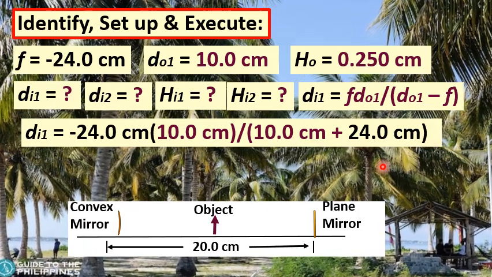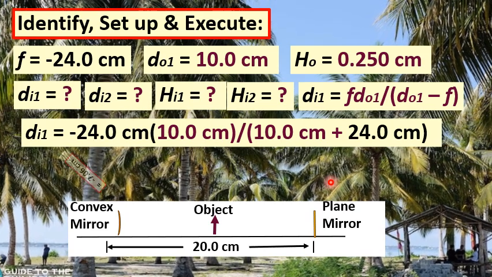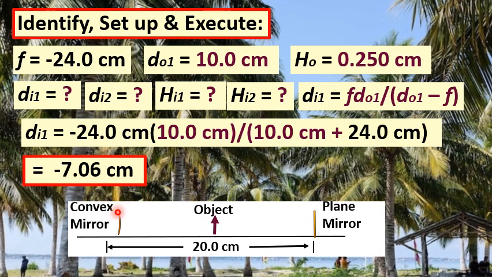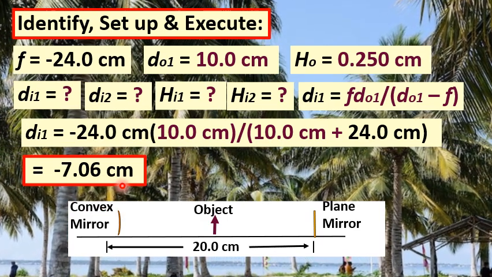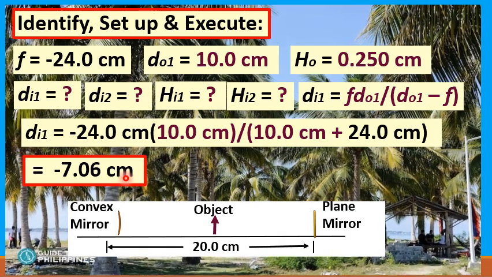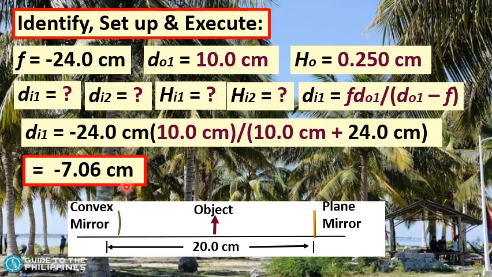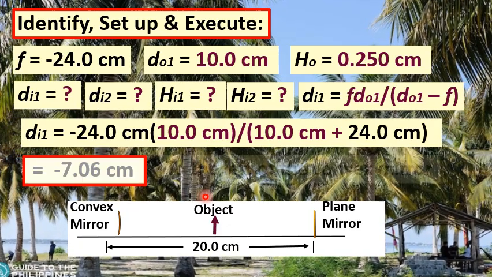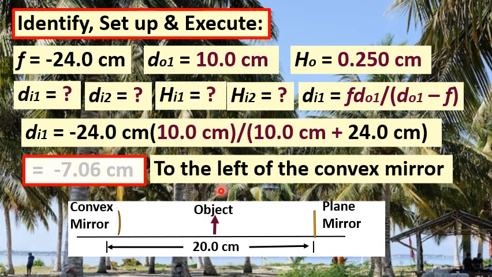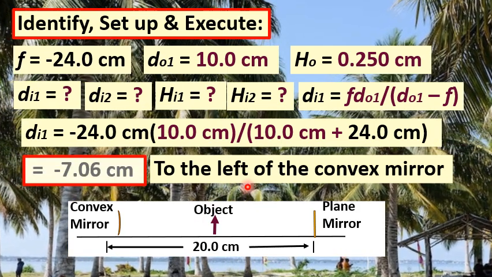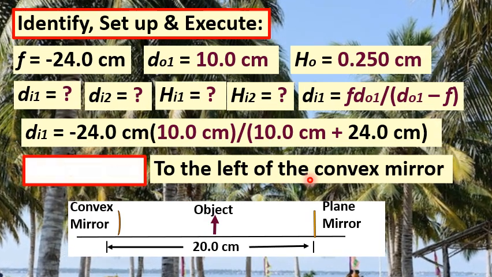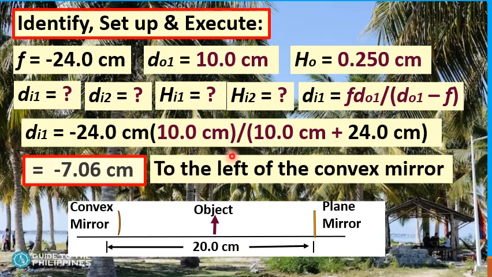So when we do our math, we arrive at the value of d sub I1, or the location of the first image. It is negative 7.06 centimeters. In other words, the first image closest to the convex mirror is 7.06 centimeters to the left of the convex mirror.